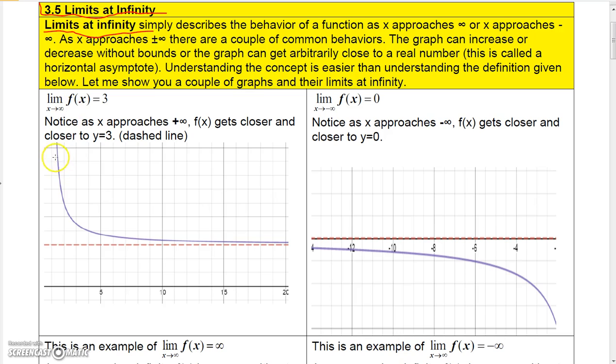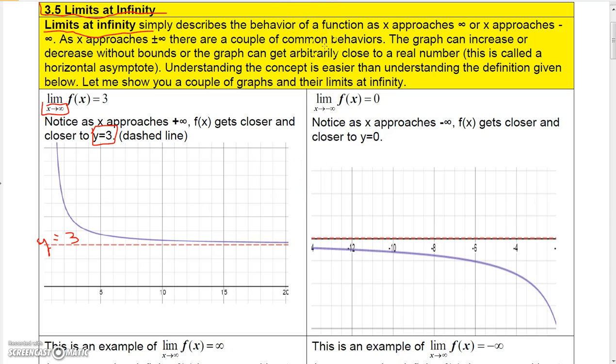Notice that this function that I've got graphed here, and I didn't list the function, it's really not important what the function is, but notice that as x gets larger, this function gets closer and closer and closer to this line. I guess I should label that line. That line is the line y equals 3. So this graph, as x increases, the graph gets closer and closer to y equals 3. And so therefore, you also might remember that would be a horizontal asymptote, which we'll talk about in a minute.